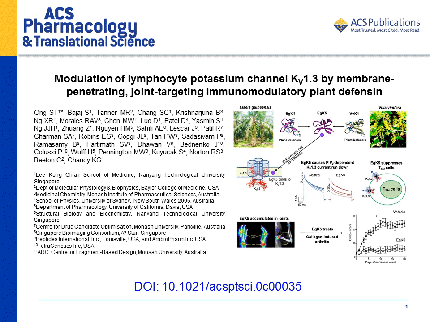Here we describe the modulation of the lymphocyte potassium channel Kv1.3 by a membrane-penetrating, joint-targeting immunomodulatory plant defensin. Please focus on the graphical abstract on the bottom right. We started with two plant defensins, first called EGK1 from oil palm, and the second called VVK1 from grapevine.